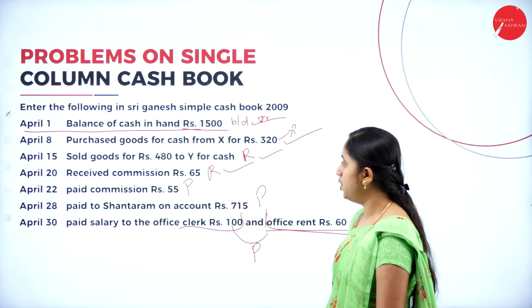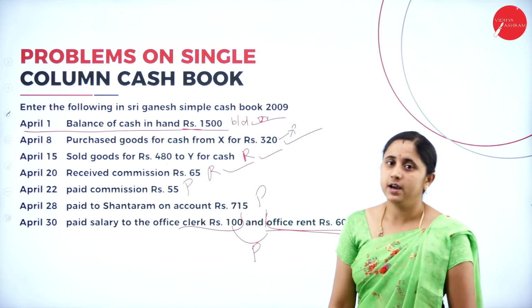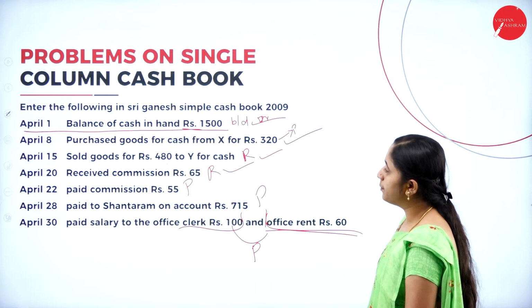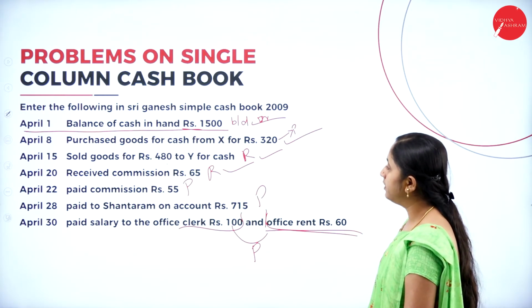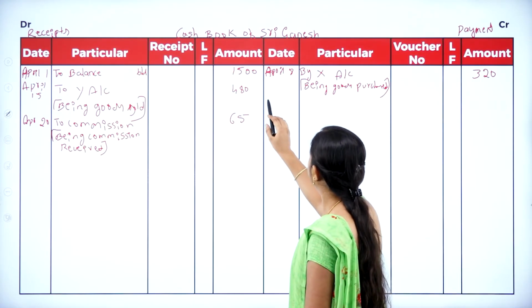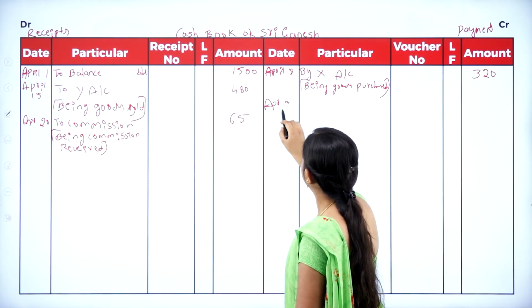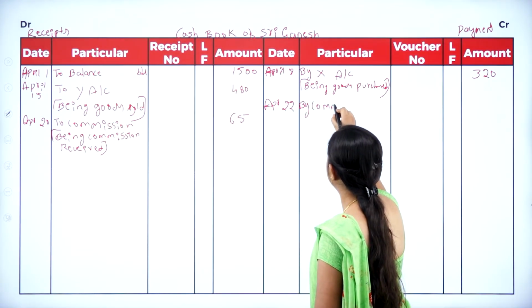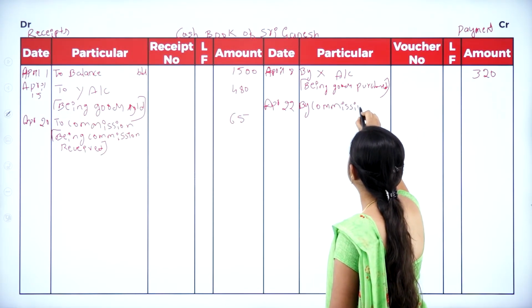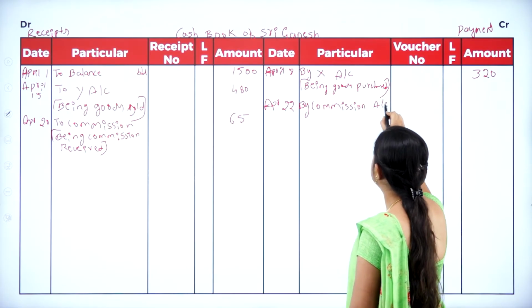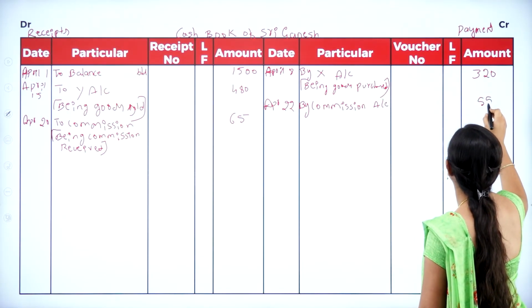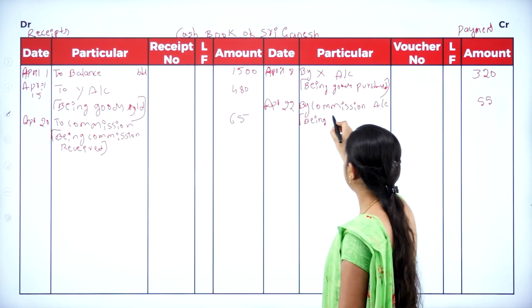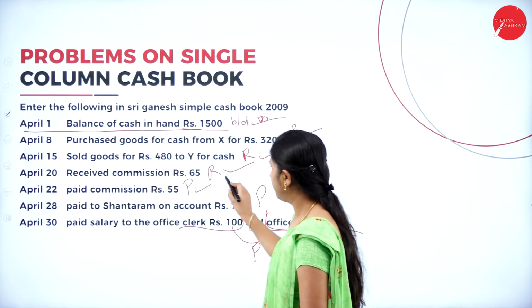Next, April 22, paid commission rupees 55. Paid commission, this is the payment. So write in the credit side, that is payment side, by commission rupees 55. April 22, by commission. This is commission paid. Debit side you will write commission received. This is commission paid rupees 55. Being commission paid rupees 55.